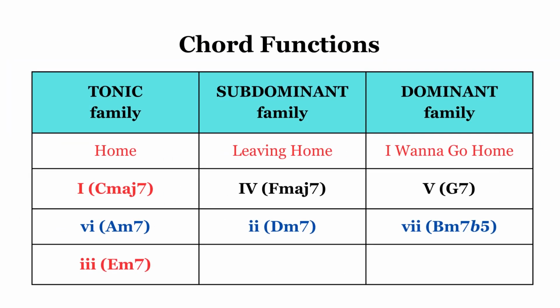Let's take a look at our functions chart. Now for our home chords, we're going to have a C major 7, an A minor 7, and an E minor 7. We've taken that C major 7 and we swapped it out for the 3 chord.